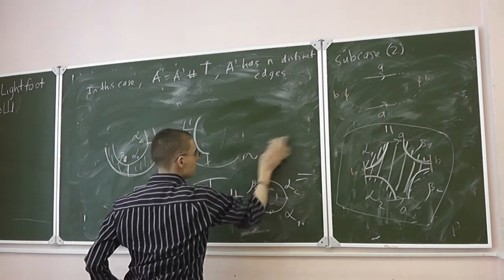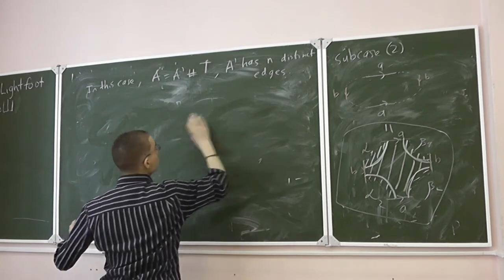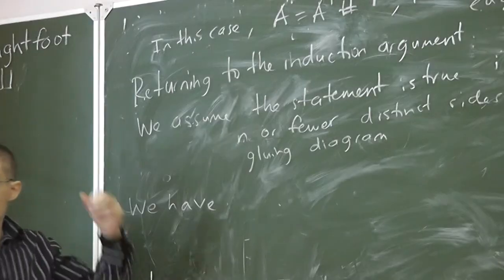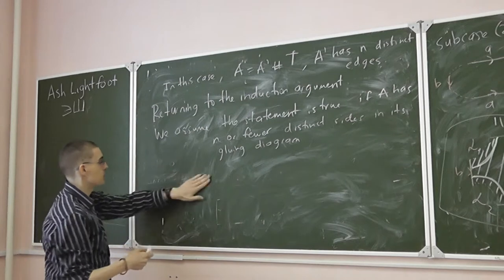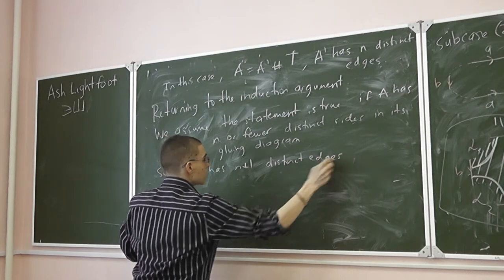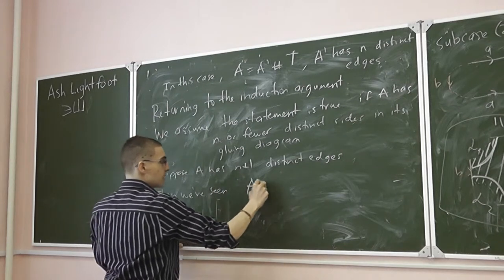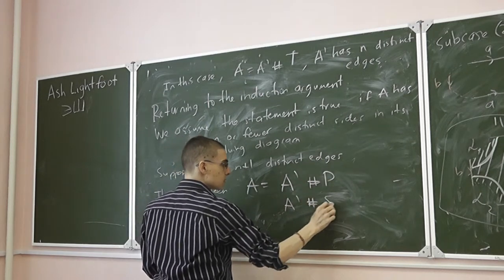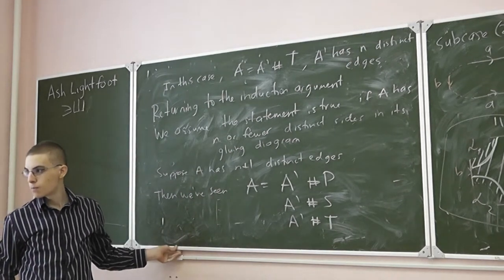So now let's return to our argument. So we return to our induction argument. We assume it's true if A has n or fewer distinct edges. We suppose A has n plus one distinct edges. Then we've seen either A is a connected sum of A prime and something, or what was the other case we saw? A1 hash A2.